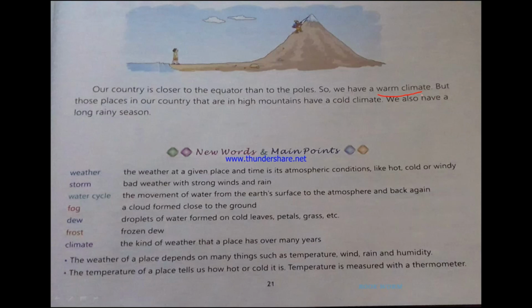Suppose Greenland, a country which is covered in ice. It is very cold. Compared to Greenland, India has a warmer climate. First, this is because of the distance from the equator. Greenland is closer to the poles and we are closer to the equator. So at the same point of time in the year, Greenland will have a much colder climate compared to that of India. And the next thing is height.